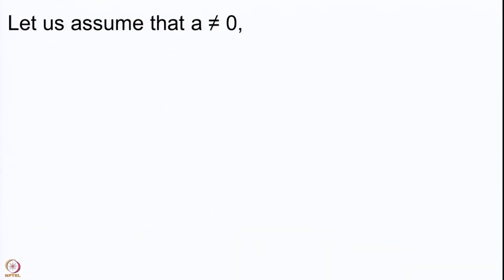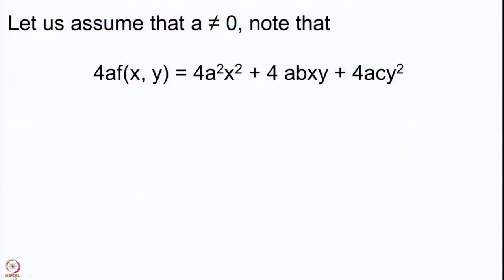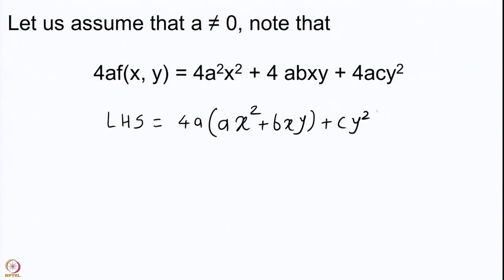We begin with an integral binary quadratic form, and assume for the moment that A is not 0. So, our form is ax square plus bxy plus cy square and we are assuming that the coefficient of x square is a non-zero number. Once we assume that, consider the multiplication of your form by 4a. So, this is something which is very easy to compute. LHS, left hand side, is 4a into ax square plus bxy plus cy square, and indeed what you get is this: 4a square x square plus 4ab xy plus 4ac y square. This is what you get.